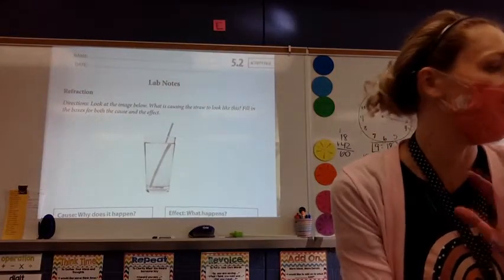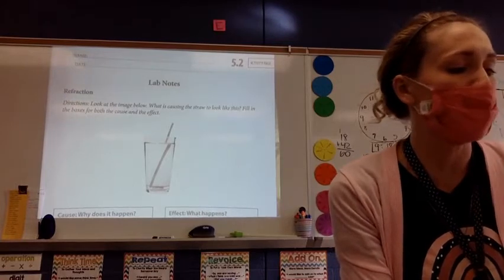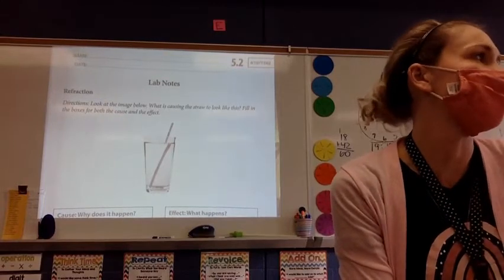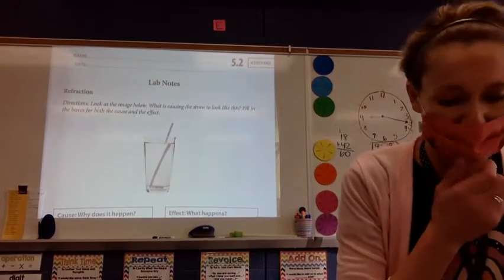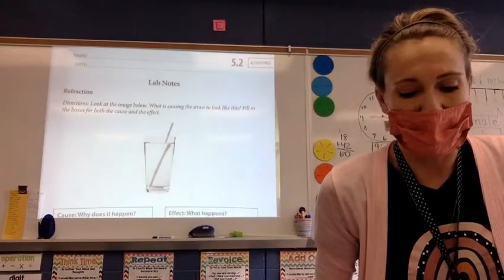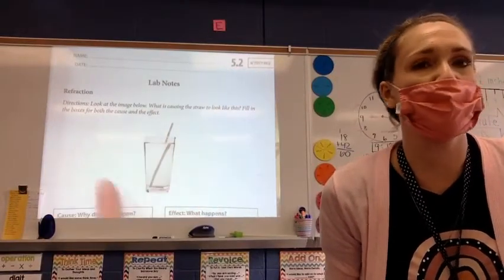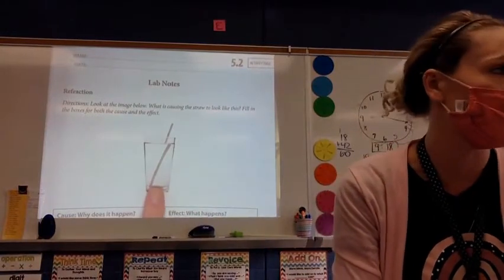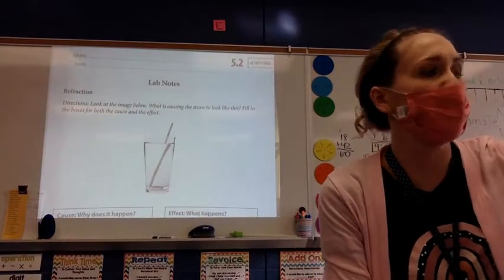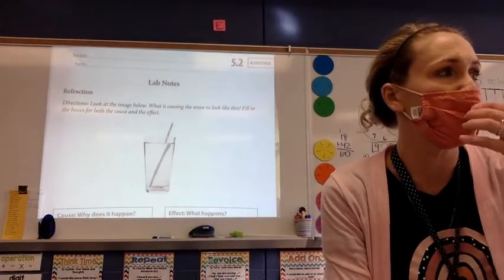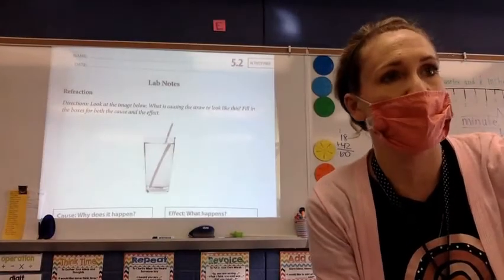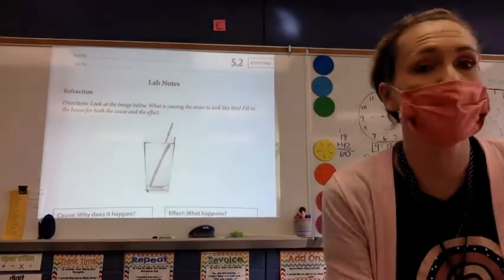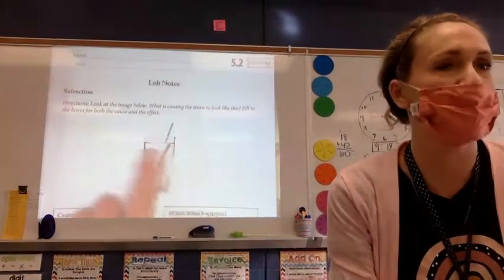Cause and effect, we've talked about before, but it says, why does this happen? What happens? So a cause is going to be something that happens. The effect is what happens because of it as we go through today. All we have to do is look at this, and we could do this with the glass, but this is showing us perfectly what happens. When we put that straw in the glass, the light is going to hit that object. What is the object? The water, right? It goes through it. And what happens then to the straw?